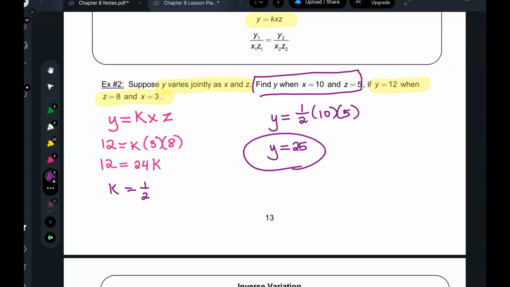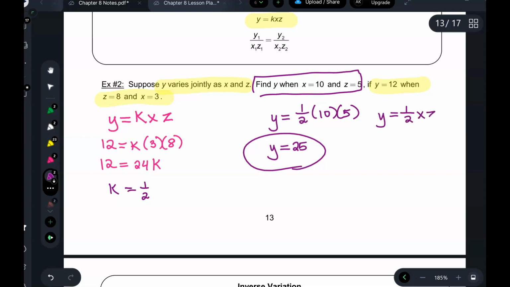So basically what you're doing is you're taking part of the information to figure out what k is, and then going back and plugging in to find out the other missing piece. Because it's k times x times z. Now I get it. When y equals 12, x equals 3 and z equals 8, k is 1/2. But then you want to find a new value of y. So it's like we're finding a new value of y based on new information, but the k is going to stay the same.